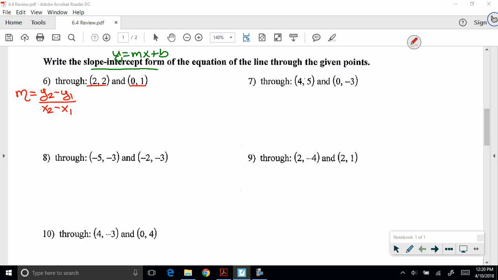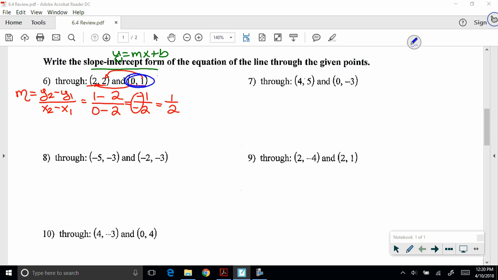So I'm going to do my y's first: 1 minus 2 over, now my x's, 0 minus 2. So that's negative 1 over negative 2, which the double negative becomes a positive 1 over 2. There's my slope. And then I'm just going to pick one point. If there's a 0, I always pick that point.